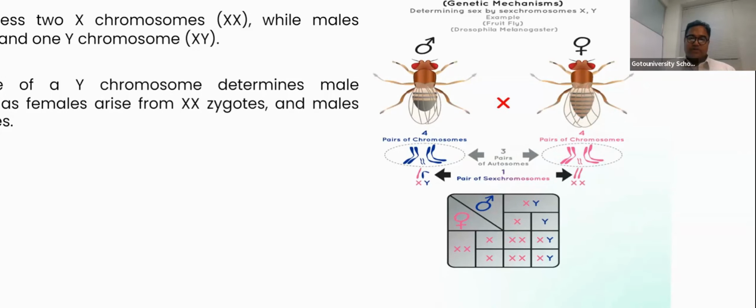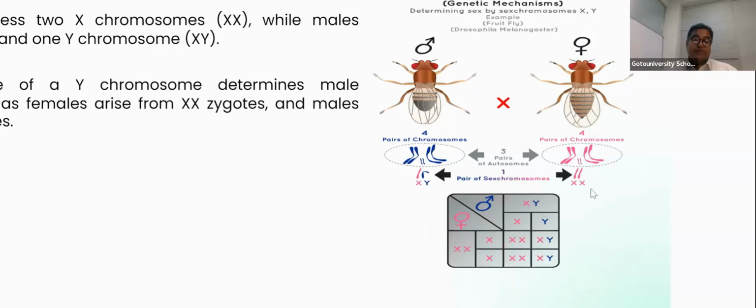Now, this is a male fruit fly and a female fruit fly. When they are crossed, what exactly happens? You will get this number of possibilities: an equal number of females and an equal number of males in both these cases. So this is a checkerboard or Punnett square.